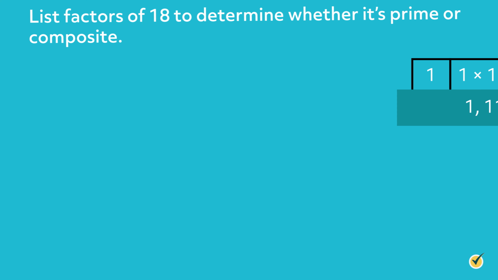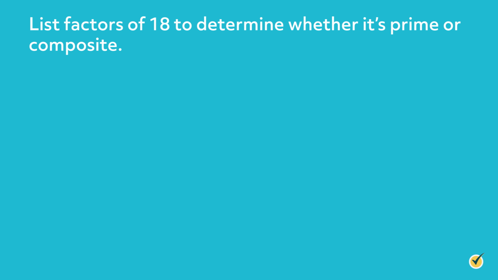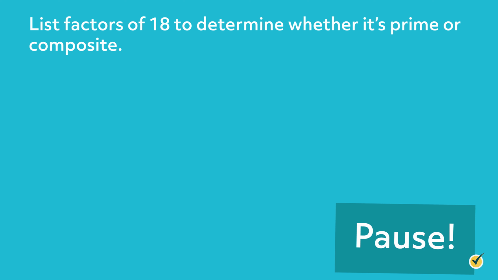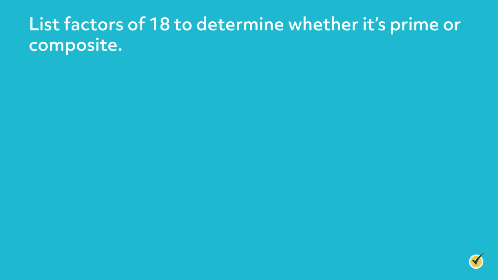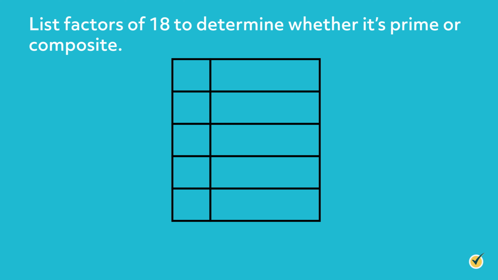Now it's your turn. List the factors of 18 to determine whether it's prime or composite. Pause the video here and try this one yourself. When you're done, resume the video and we'll go over it together. To determine whether 18 is a prime or composite number, make a list of all the factors of 18. Remember, these are all the numbers we can multiply to get a product of 18.